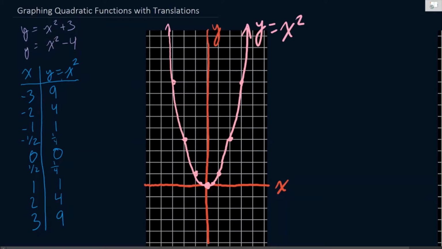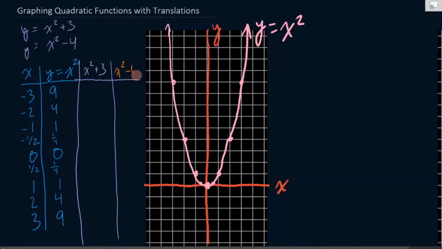So what we're going to do is we're just going to extend our t-chart that we made in our last example and add each of these functions. I guess I'll do them in different colors. Let's do this one in purple. This is x squared plus 3, and this one will be x squared minus 4.